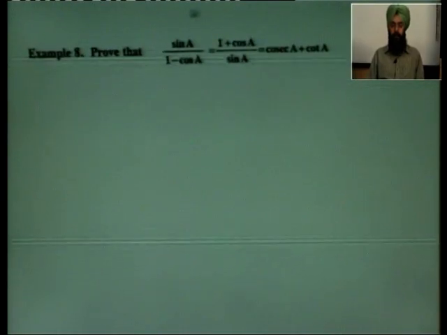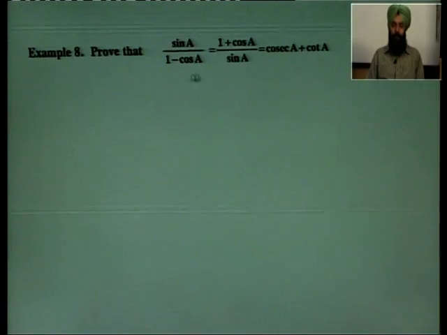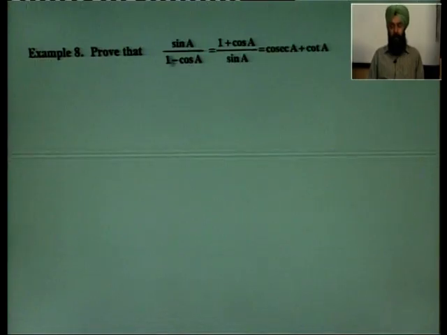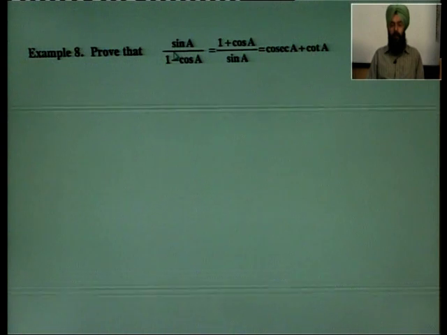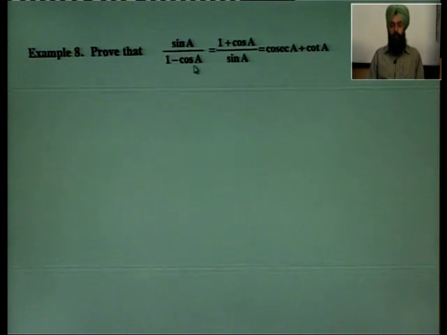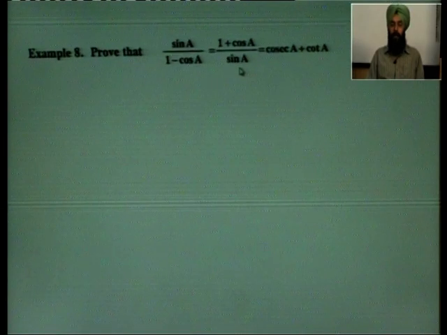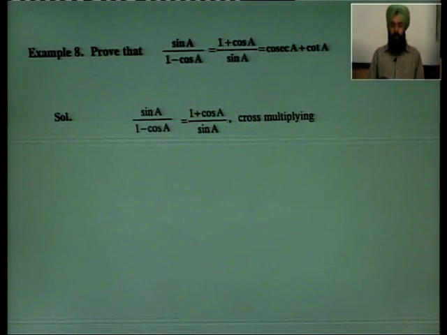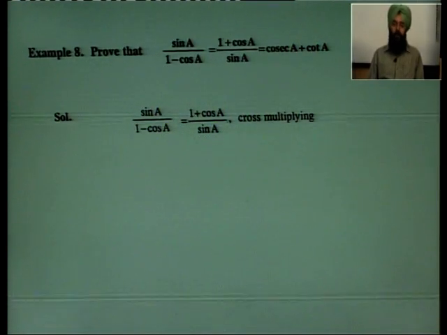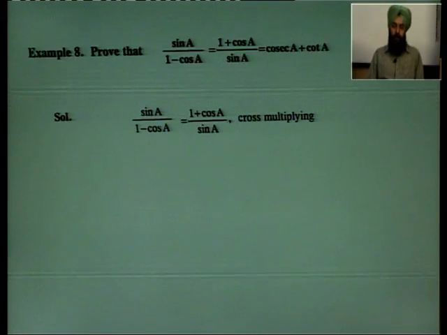So, first in this example we have to prove that these two are equal, that is, we have to prove that sin a over 1 minus cos a is equal to this. We have to verify this identity, then any one of the parts we can take, that is, we can either take sin a over 1 minus cos a and prove that this will be equal to cosecant a plus cotangent a, or we can take 1 plus cos a over sin a and prove this will be equal to cosecant a plus cot a. So, therefore, we can take the first two parts, that is, we can take sin a over 1 minus cos a is equal to 1 plus cos a over sin a.